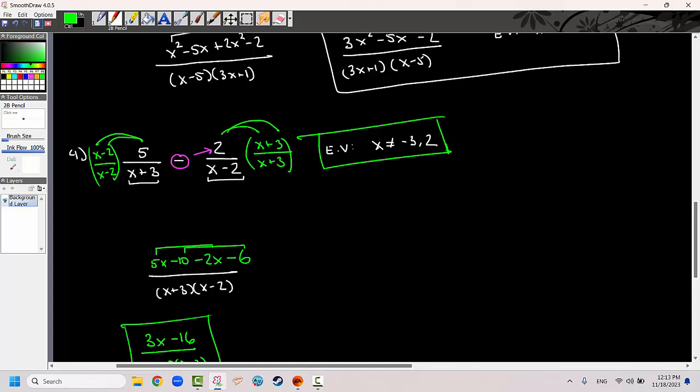So again, that whole bit is finding that common denominator. That's what this lesson is all about.